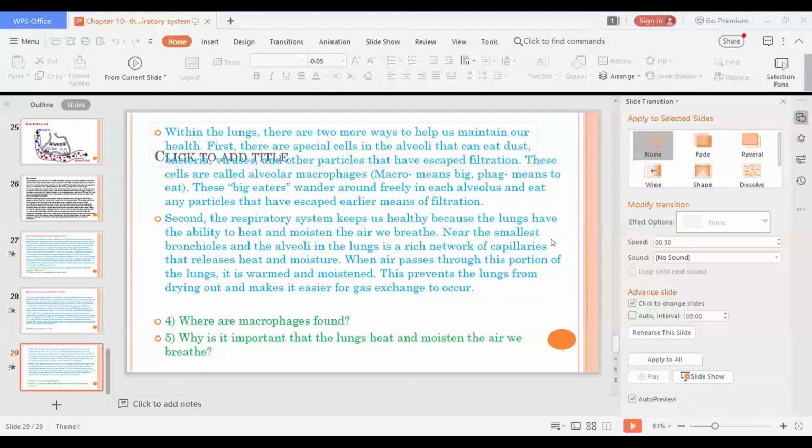I find it in the paragraph 2, the final line. Yes. The last sentence of paragraph number 2, right? Okay. So if you read the sentence before, when air passes through this portion of the lungs, it is warmed and moistened. So warmed and moistened are the two keywords which can be found here, right? This prevents the lungs from drying out and makes it easier for gas exchange to occur. Thank you.